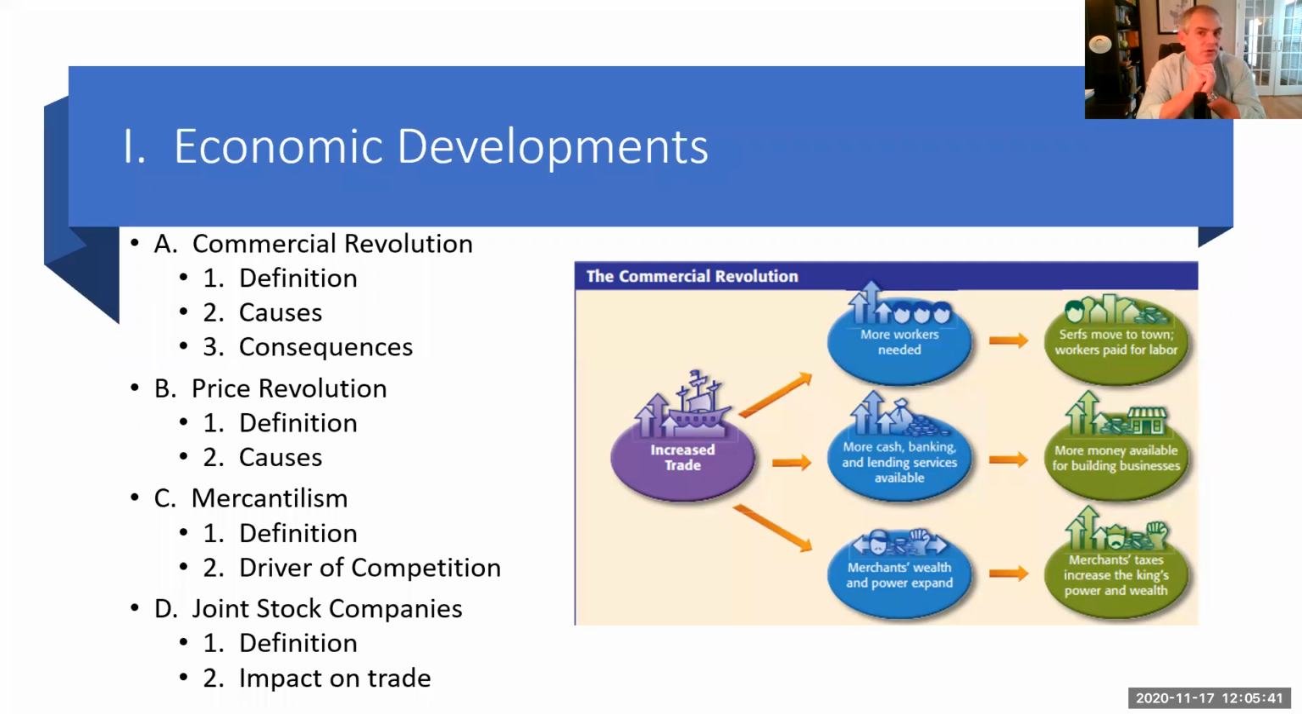Now, letter C is one you're going to want to star and know: mercantilism. So, mercantilism is an economic philosophy, an economic theory. And I'm going to get into the weeds a little bit here because I think it's that important. The first rule of mercantilism is that wealth is fixed. In other words, you can't create more wealth. So, the first rule, and this stays with your definition, is that wealth is fixed.